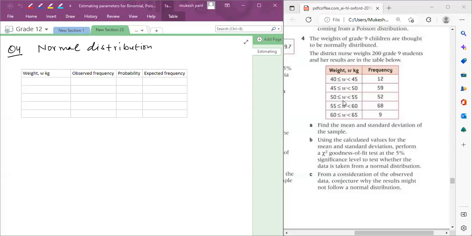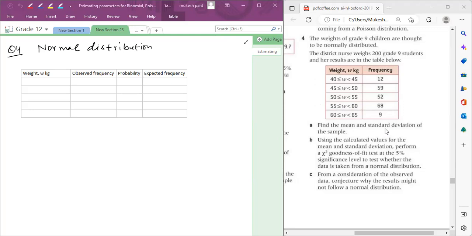So guys, this fourth question is based on the normal distribution. If you read it, the weights of grade 9 children are thought to be normally distributed. The district nurse weighs 200 grade 9 children and her results are in the table. You can see the table over here, with weight classes 40 to 45, 45 to 50, and so on.